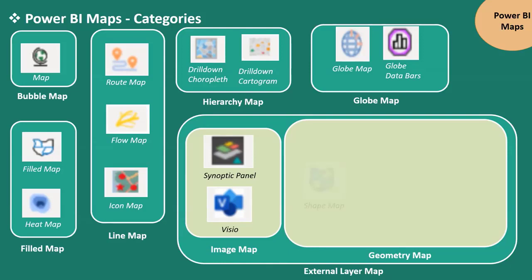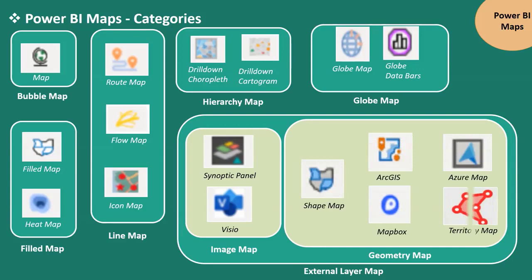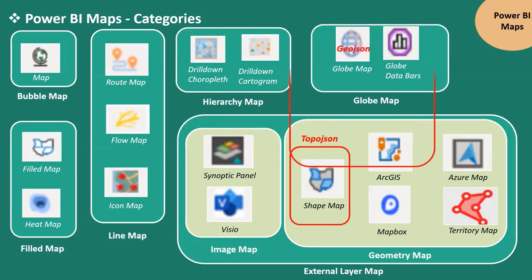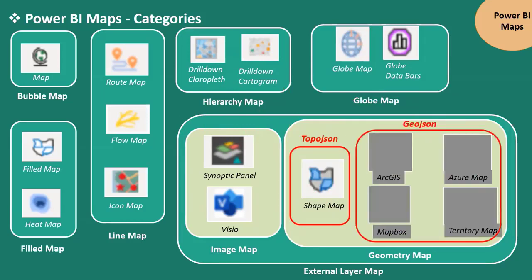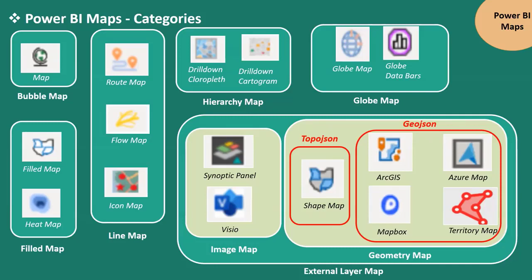And then we have geometry maps, which are the shape map, ArcGIS, MapBox, Azure map, territory map. What is interesting is that shape map is using TopoJSON and the rest are using GeoJSON files. So within our demo, we're going to focus on those 4 maps just because they're focusing on the GeoJSON files. They are connected to a cloud warehouse, let's say, ArcGIS and MapBox, and also territory map, while in Azure map, we can import directly a map within Power BI.